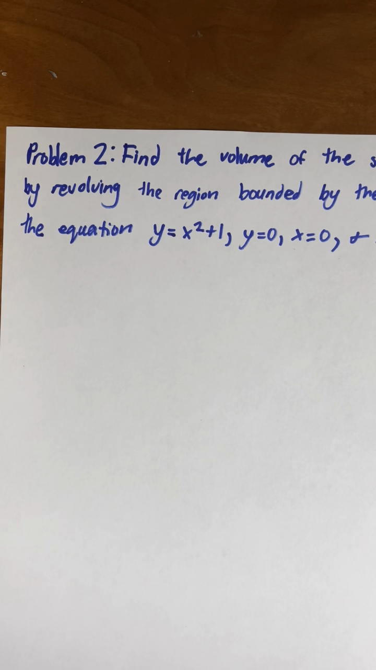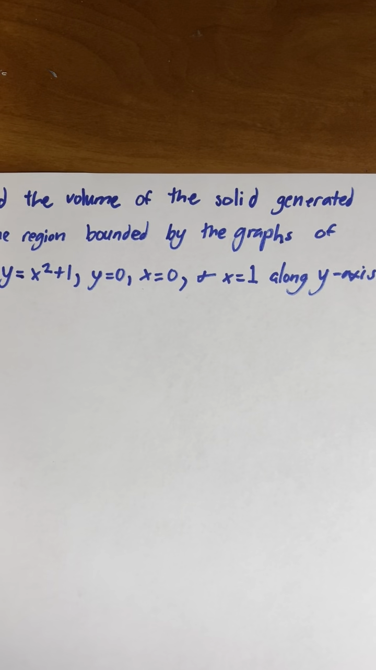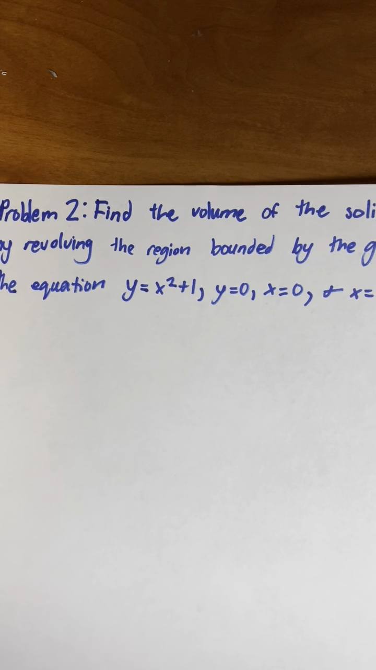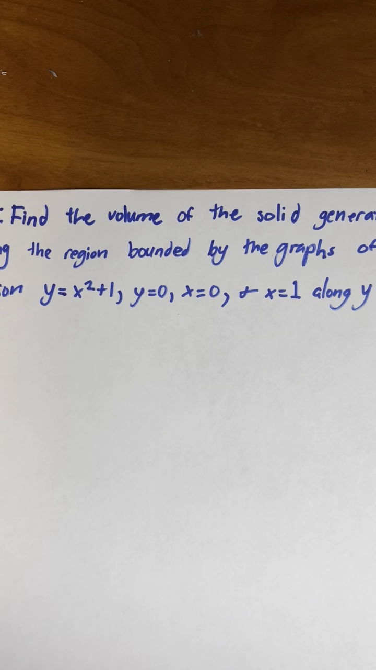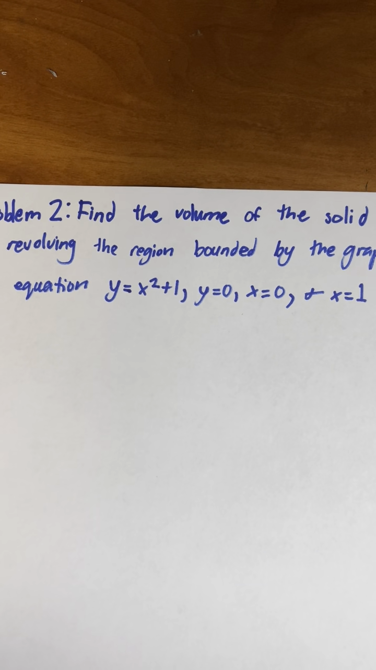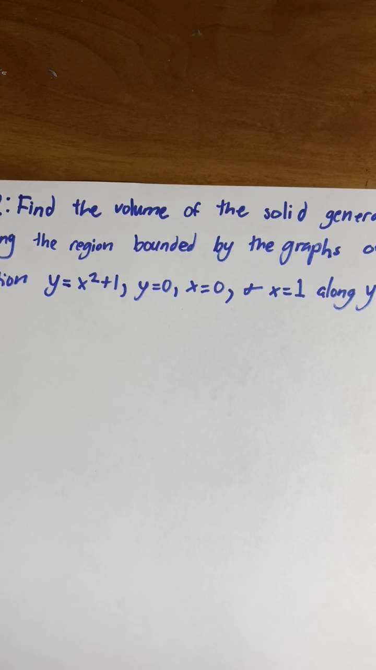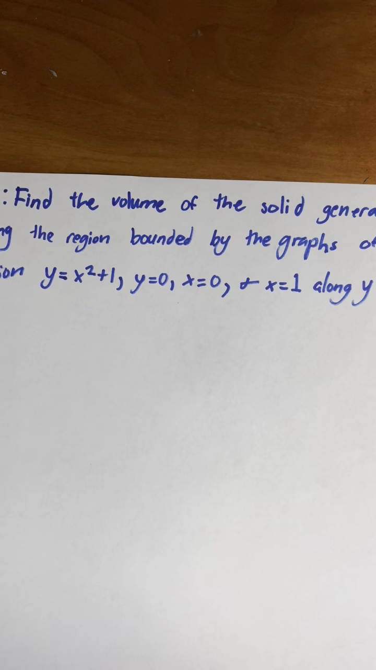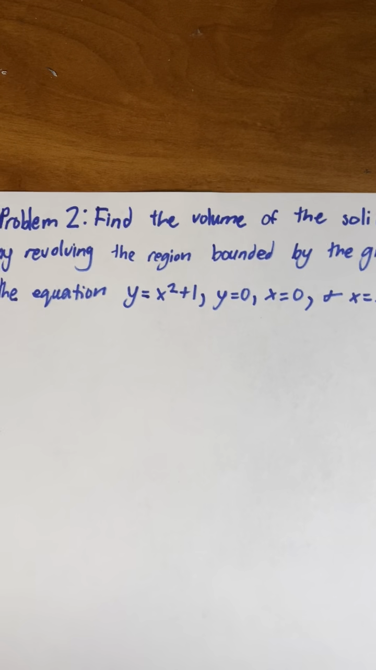Okay, so for problem 2, we're finding the volume of the solid generated by revolving the region bounded by the graph of the equation y equals x squared plus 1 and y equals 0, x equals 0, and x equals 1 along the y-axis. So first we're going to draw out our graph.